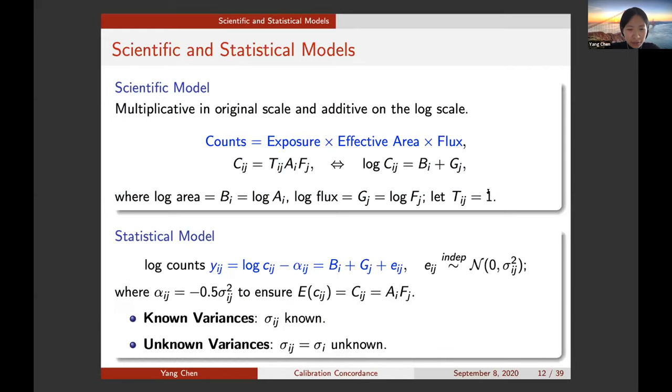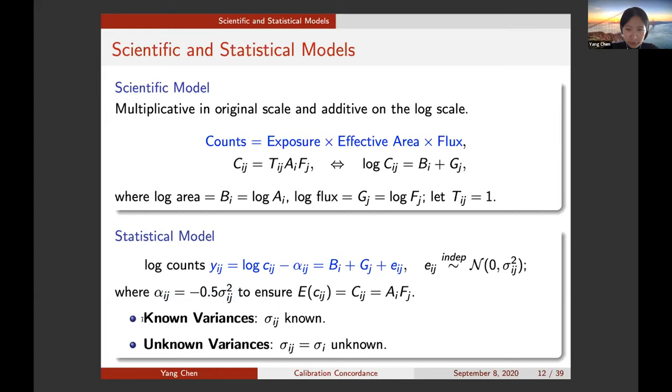The corresponding statistical model that we propose is a log normal distribution. On a log scale, the logarithm of the observed counts will be equal to the logarithm of the true effective area plus the logarithm of the true flux. However, in order to maintain the scientific model that in expectation, the expected number of counts is equal to the effective area times the flux, we need this term here, which is really important. This is the so-called half variance correction. It guarantees that the expected number of photon counts satisfies the scientific model. For statisticians, this is a simple result from the expectation of the log normal distribution.